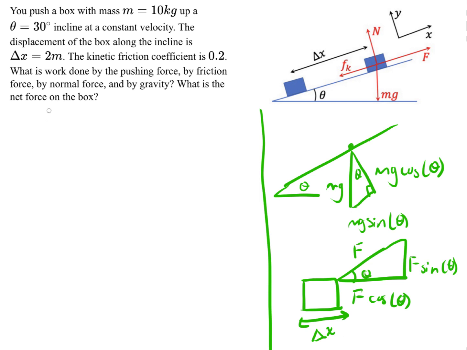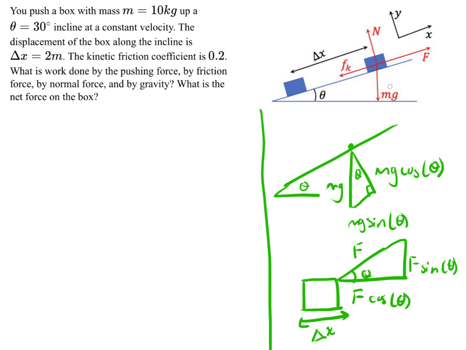You push a box with mass m equals 10 kilograms up a 30-degree incline at a constant velocity. The displacement of the box along the incline is 2 meters. The kinetic friction coefficient is 0.2. What is the work done by the pushing force, the friction force, the normal force, and gravity? What is the net force on the box?